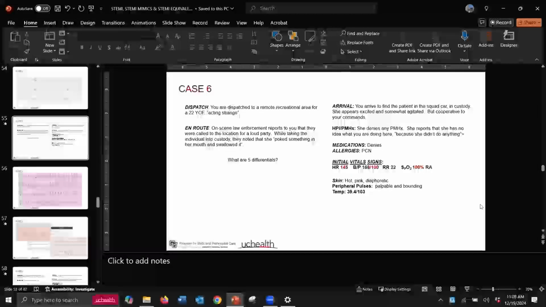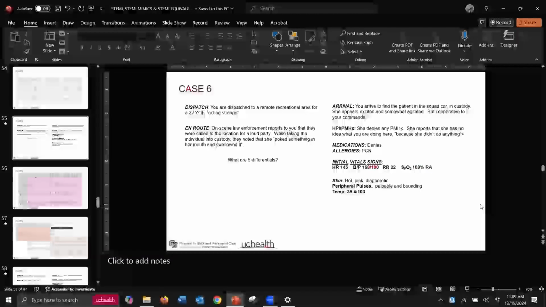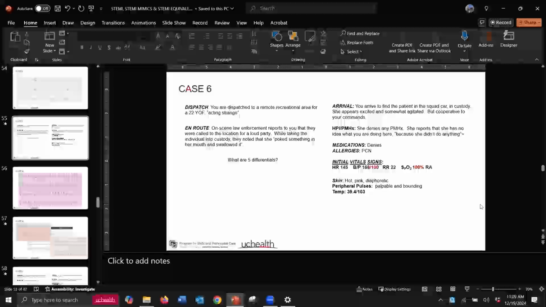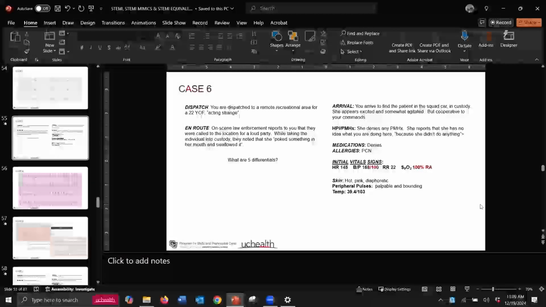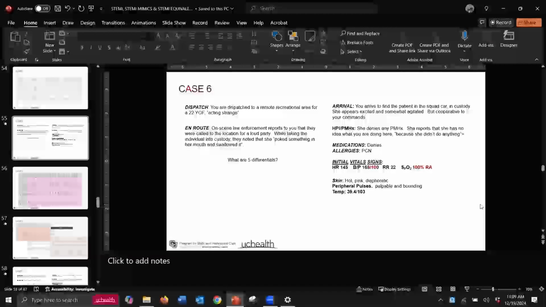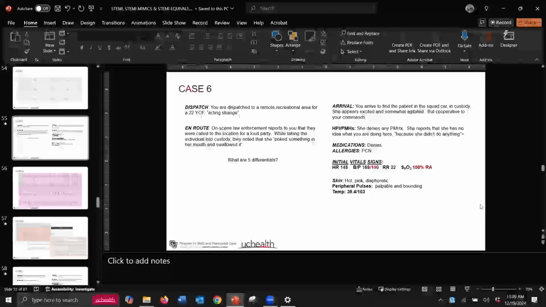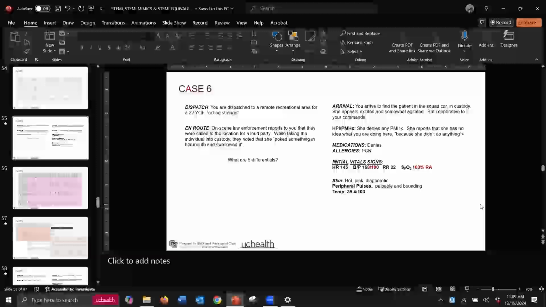Drugs, inebriation, intoxication, stroke, schizophrenic, behavioral seizure. Oh, maybe hypoglycemia, depends on what you poked in her mouth. You arrive to find a patient in a squad car in custody.